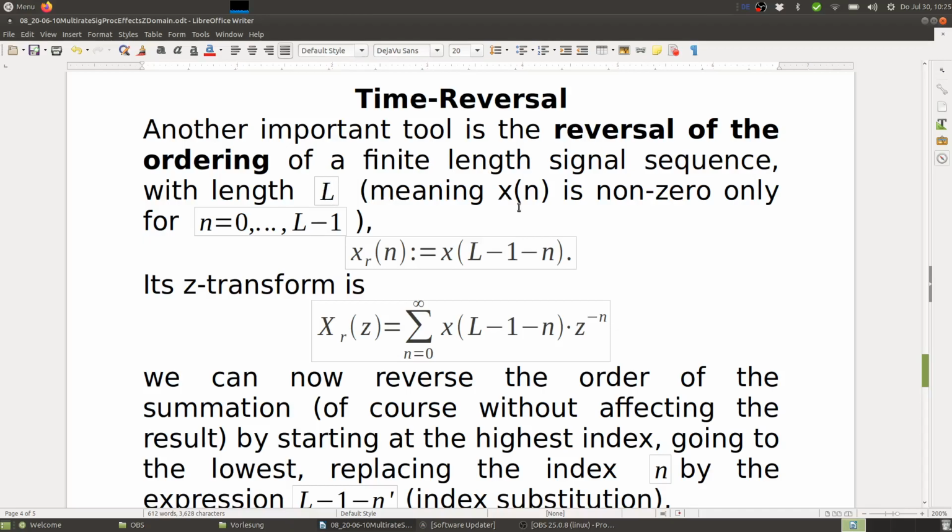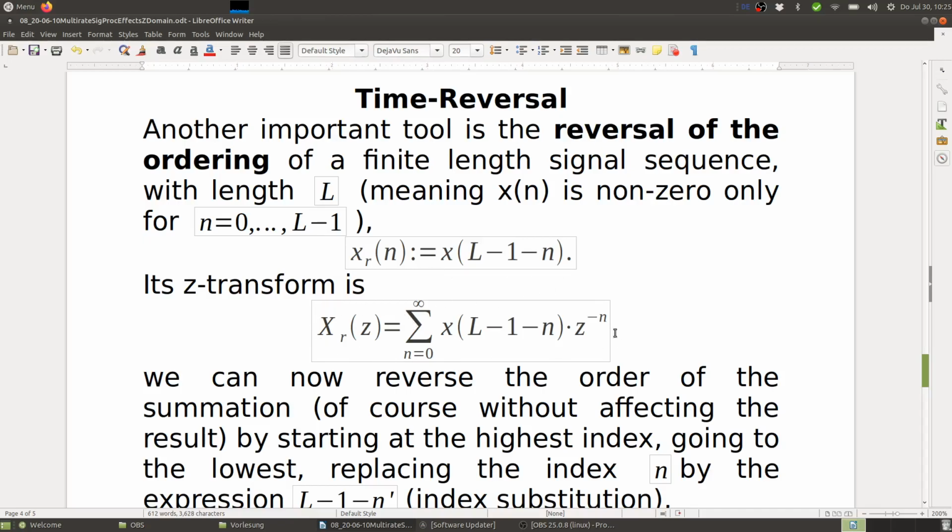L, meaning x[n] is non-zero only for n equals 0 to L minus 1. And then the time reversed version simply starts at the end and goes down to 0, as you can see here. And if we then apply the Z-transform, we expect it to be quite similar basically, because it's just time reversed. So let's check.